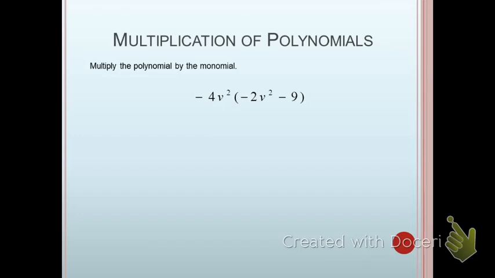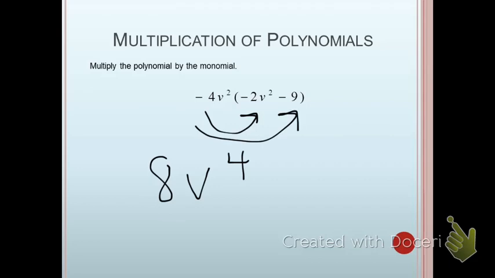Now, a monomial is being multiplied by a binomial. Distributing the -4v squared, we have -4v squared times -2v squared, which equals 8v to the fourth. And -4v squared times -9 is +36v squared.